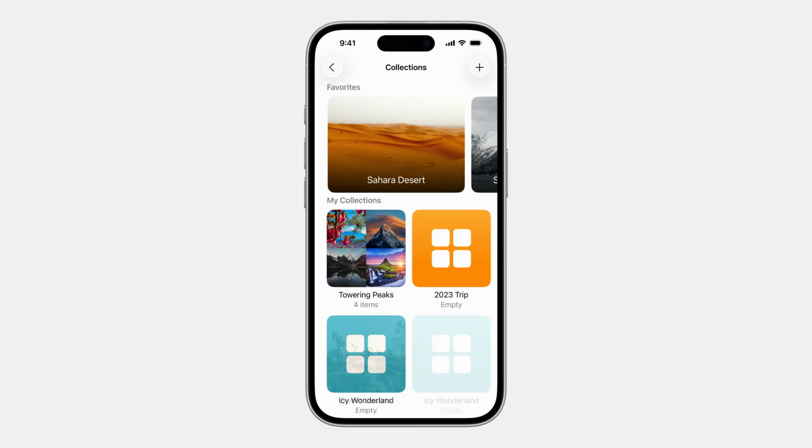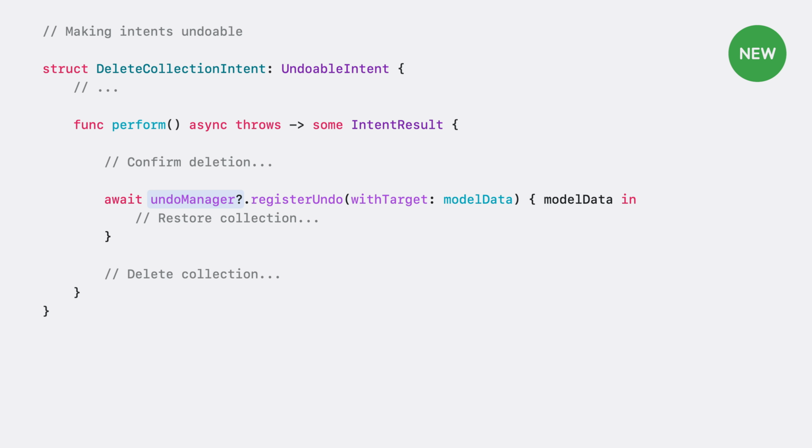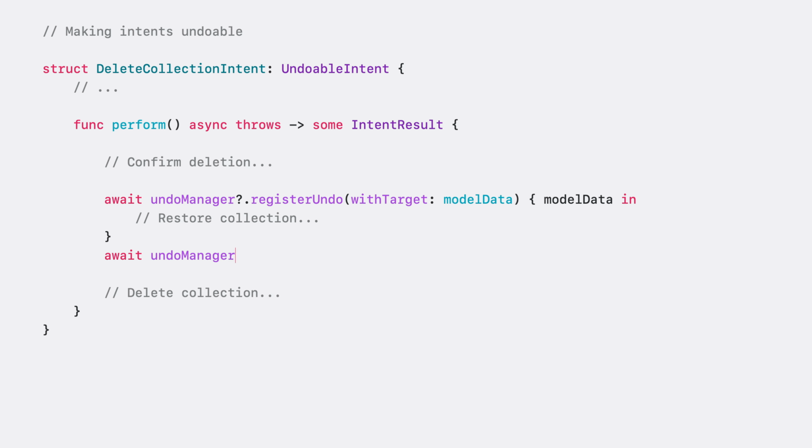Delete collection intent participates in the undo stack by first conforming to the UndoableIntent protocol, which provides an optional undo manager property that you can register the undo actions with. Other operations like set action name are available as well.